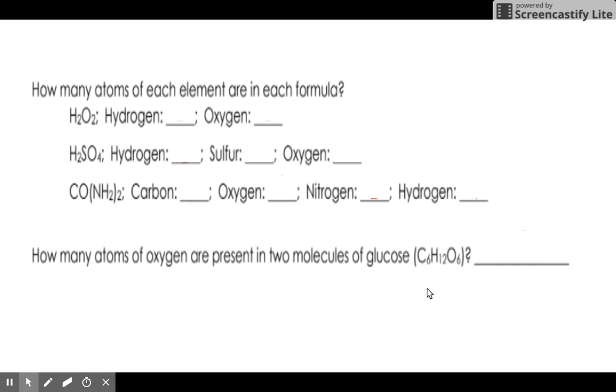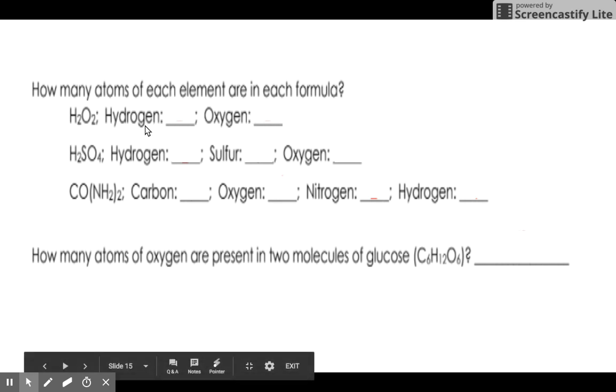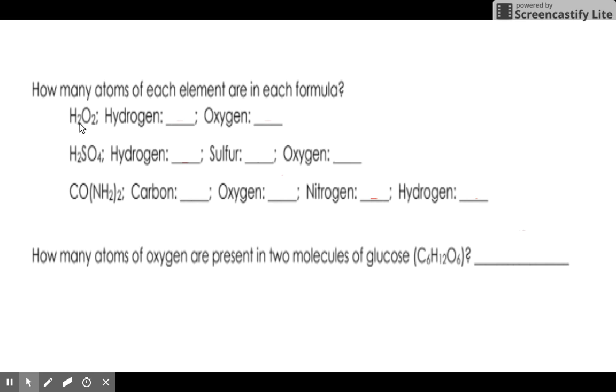All right, so we're looking to separate these out. So hydrogen, which is represented by the H, has a subscript of 2, which lets me know there's only 2 atoms of hydrogen. And oxygen, there are only 2 atoms of oxygen. Let's look at the next one. Hydrogen, how many does it have? 2. Sulfur has nothing behind it, which lets us know that that's going to be represented by the number 1. And oxygen is represented by the subscript 4. Now here is that tricky one. So we may want to pause the video and work through this one together.